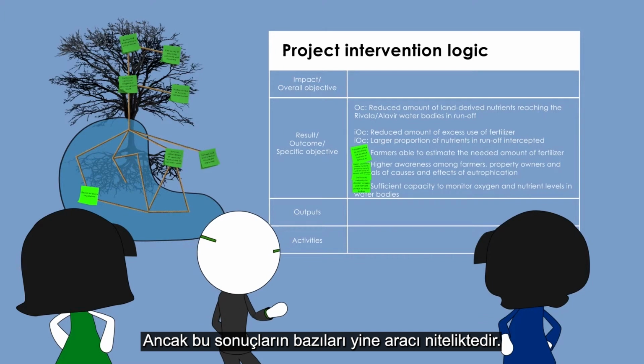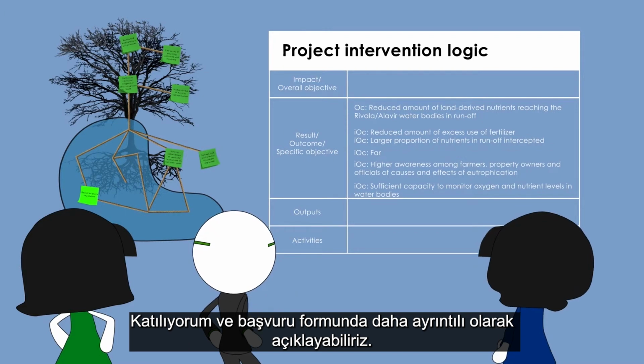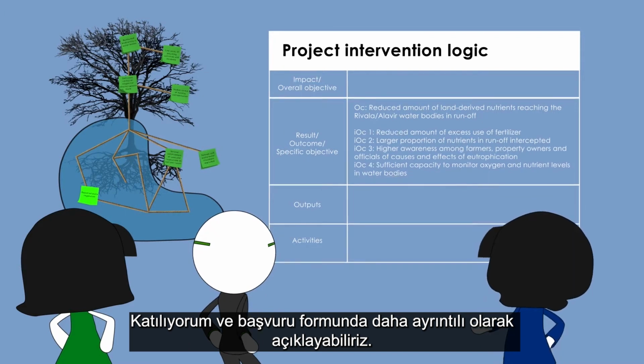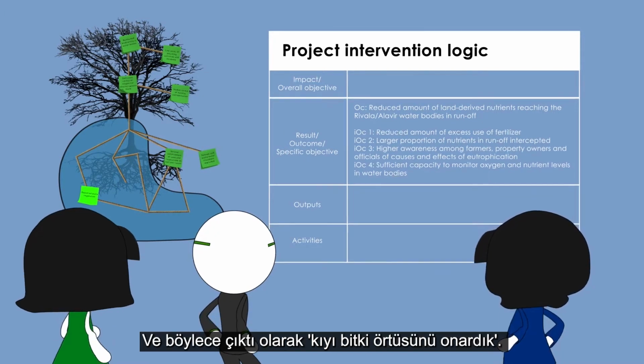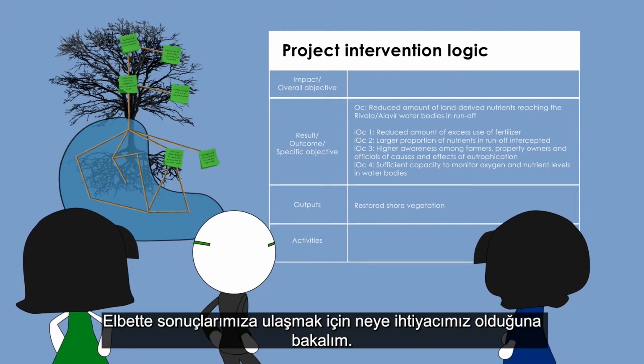But some of these results have again an intermediary character. Maybe we do not need to list them all in the summary table, but only focus on the key ones that we will measure. I agree. And we can describe further in the application form. And so as outputs, we have the restored shore vegetation. But surely we will have more key outputs. For sure. Let's look at what we need to achieve our results.